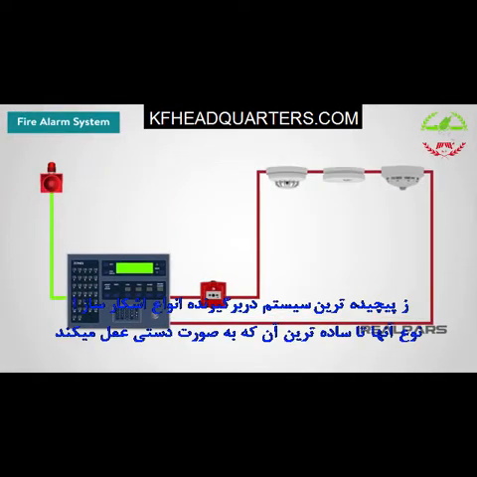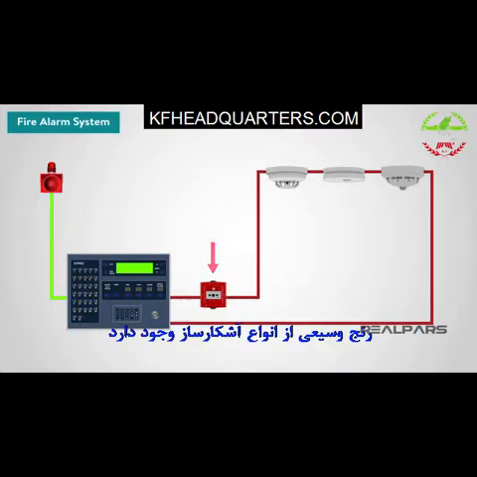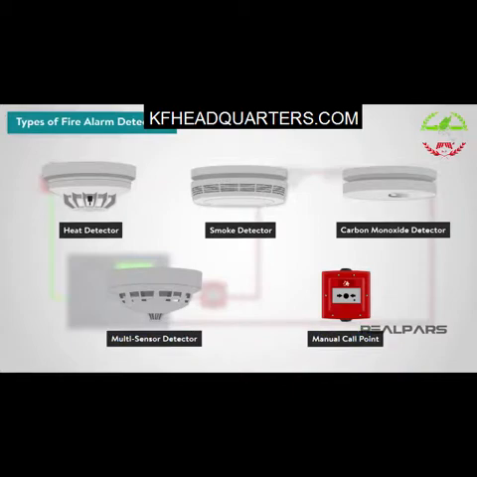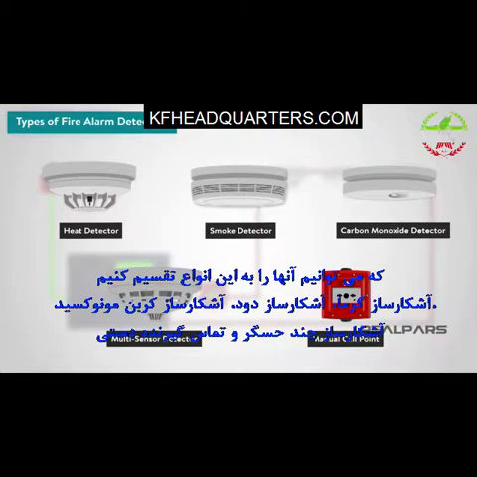At the core of a fire alarm system are the detection devices, from sophisticated intelligent smoke detectors to simple manually operated break glass units. There are a wide array of different types, but we can divide them into groups, including heat detectors, smoke detectors, carbon monoxide detectors, multi-sensor detectors, and manual call points.